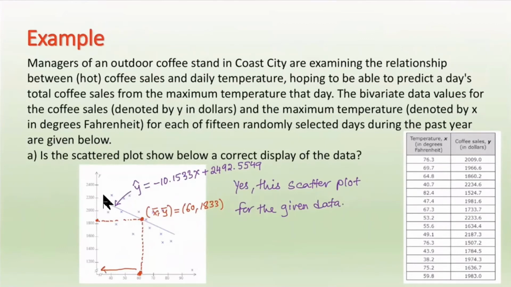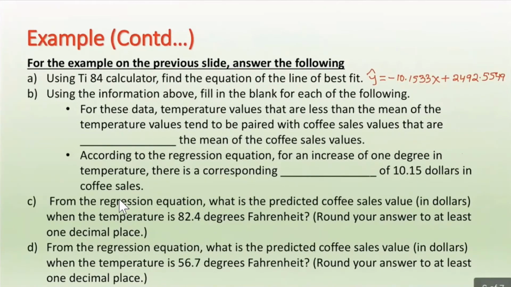Most of the points are above this line, which is more than. They are in this range. So the answer for the first part will be more than the mean of the coffee sale values. Does that make sense? Please unmute yourself. Yeah. Okay, great. Now, let's look at the second part.